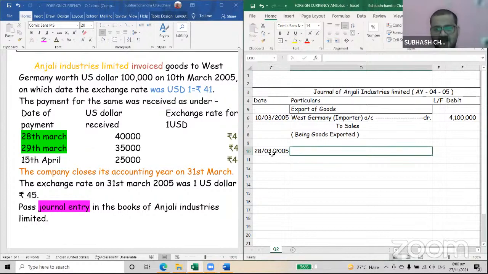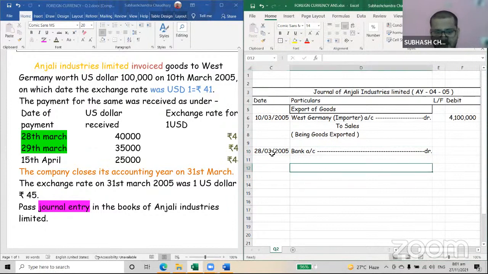See, we are creditor. Our debtor will pay us. We exported, so we will get the money. If we are getting the money, that means bank account should be debited. Try to understand. And who will give us the money? Simply our debtor, and that is West Germany account.